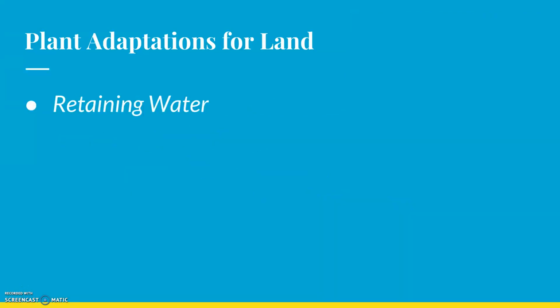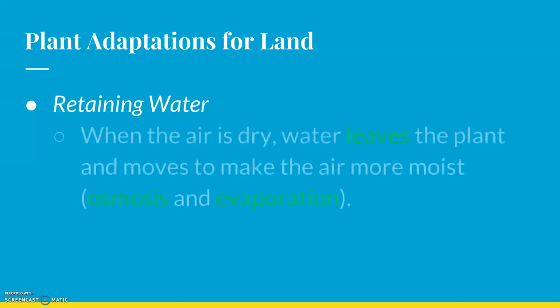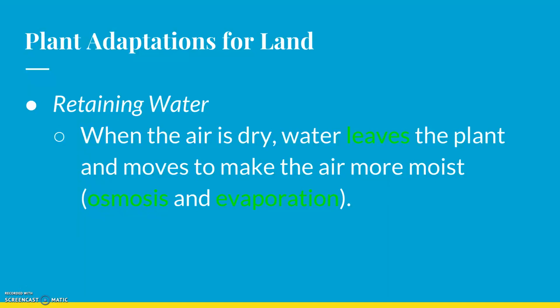Retaining water. So once you get all that water, that's awesome. But the sun is very hot, and just like when you lay out in the sun or you go exercise and you start to sweat, you get a little thirsty. Plants get thirsty as well. So they have to be able to keep the water in once they get it. So especially when the air is really dry, like a really hot day or in a desert, water leaves the plant. Think about osmosis. It goes from high to low, and evaporation.